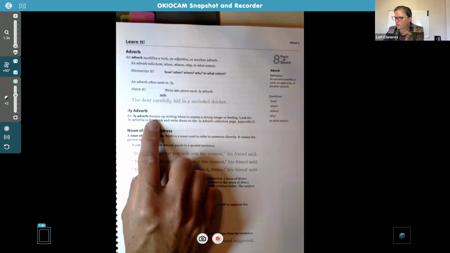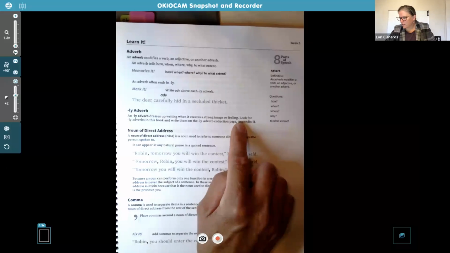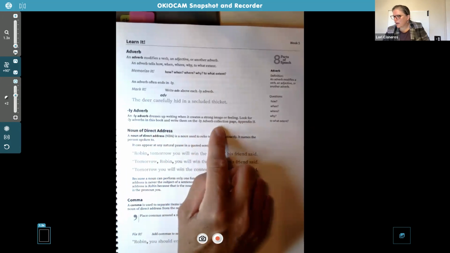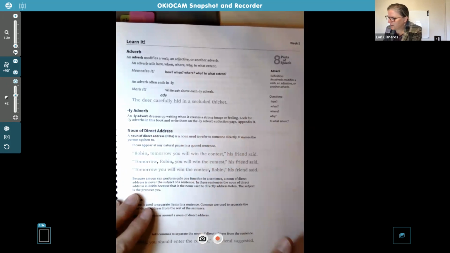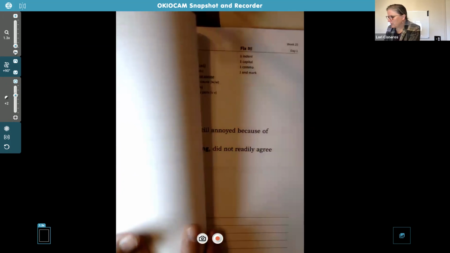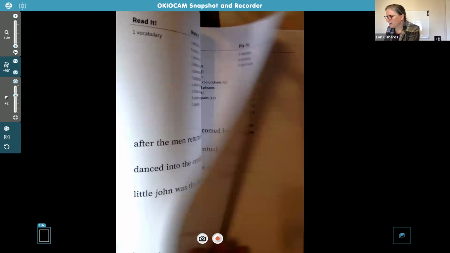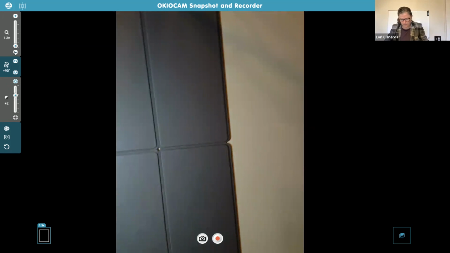And we're going to talk a little bit more down here about ly adverbs. An ly adverb dresses up writing when it creates a strong image or feeling. Look for ly adverbs in this book and write them on the ly adverb collection page, Appendix 2. So Appendix 2 is at the very back of your book. If you go back here, let me just show you what that page looks like. Appendix 2. It's a Roman numeral 2. It looks like it says 11, but it's actually 2.